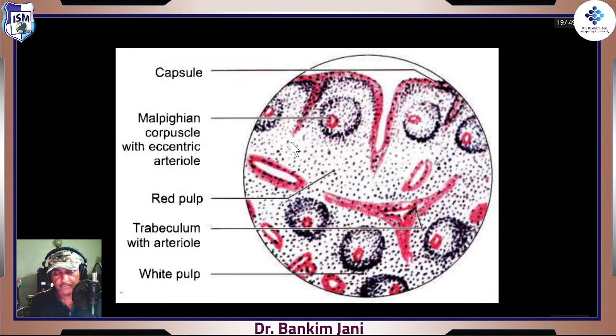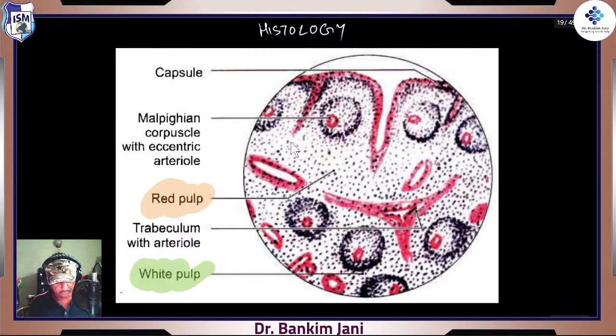Okay, for the histology, there are two pulps. One is red pulp, the second is white pulp. What are these pulps? Simple as this. Malpighian corpuscle, right? Only the name is big. Otherwise, there is nothing special.